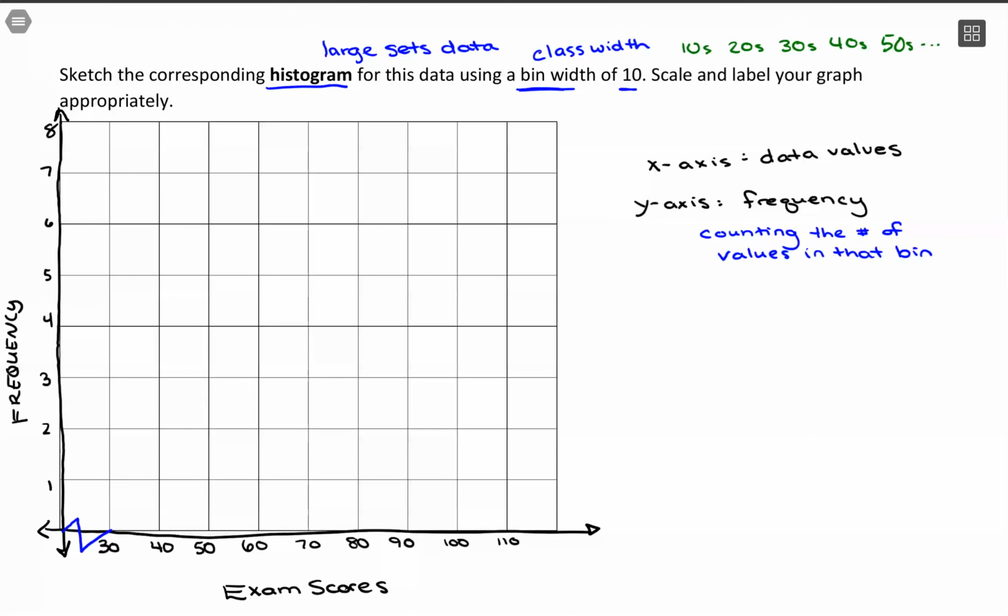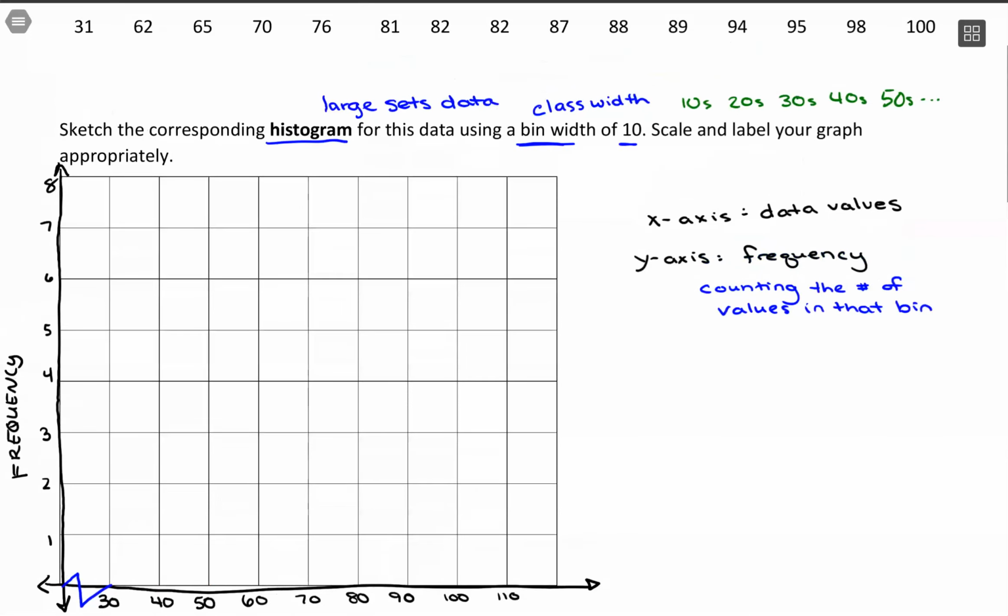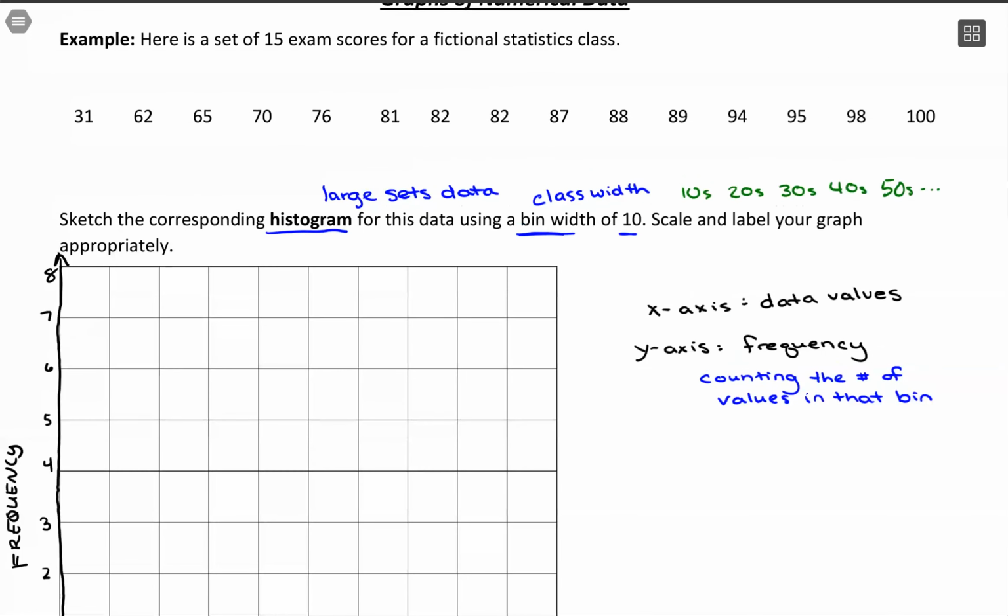So I'm going to have these groupings by 10. So I'm going to have the 30s, 40s, 50s, 60s. So with that, I'm going to separate my data. So 30s, I can just kind of cut there. That's everything that I have in the 30s. So I have one value in the 30s.